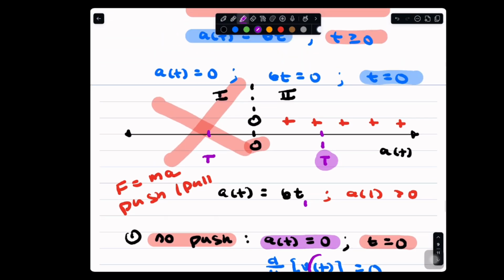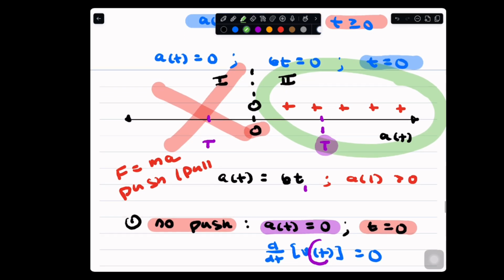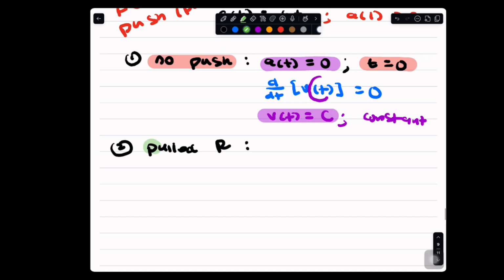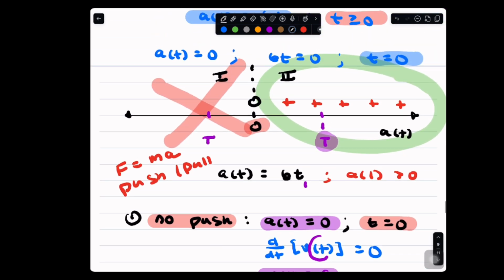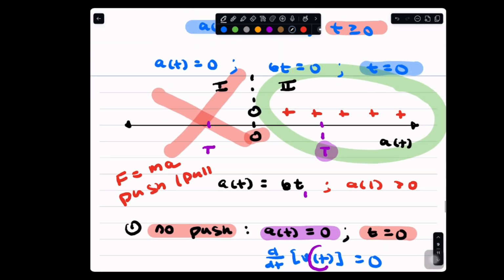I'm big in colors because I think that helps people see things. The only region we tested was region 2, and that's positive acceleration. So positive acceleration means being pulled to the right. And that happens for what values? Well, t is greater than 0 here.